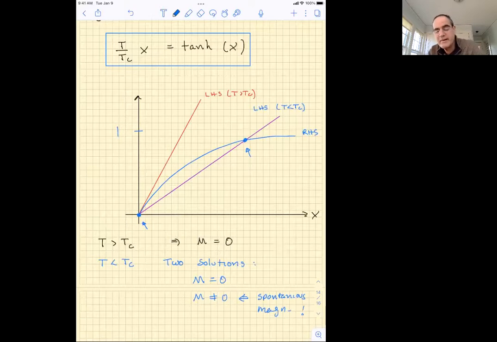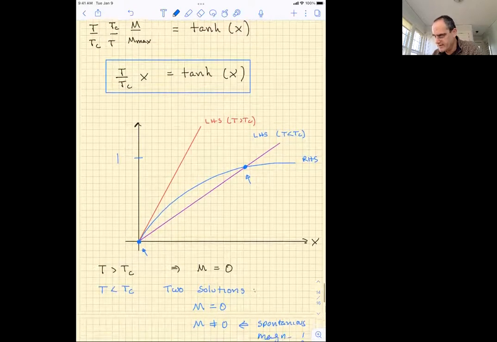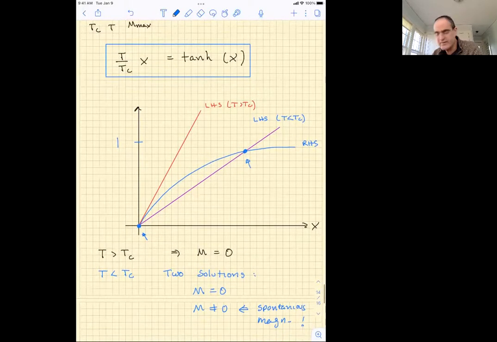Okay, so spontaneous magnetization arises even in the mean field model, and we can see how it does in the analysis that we've just done. All right. Okay, let's pause here.